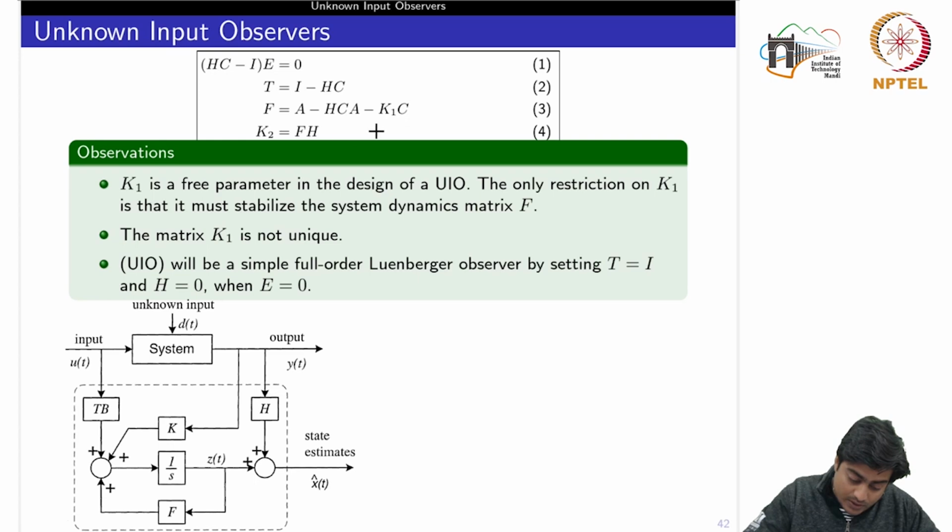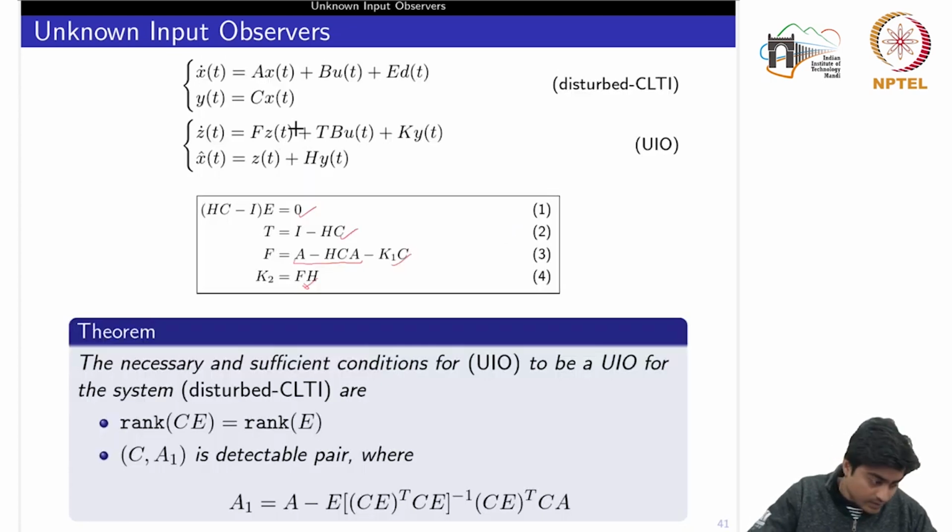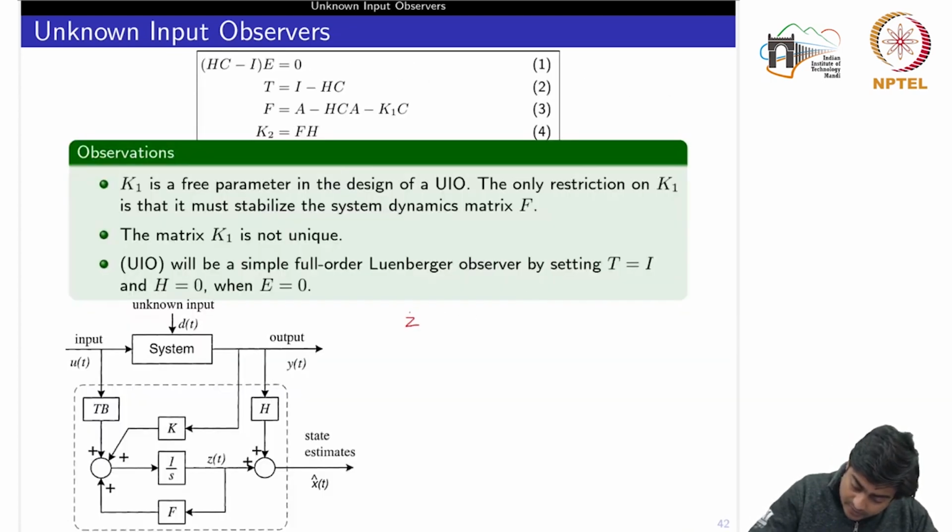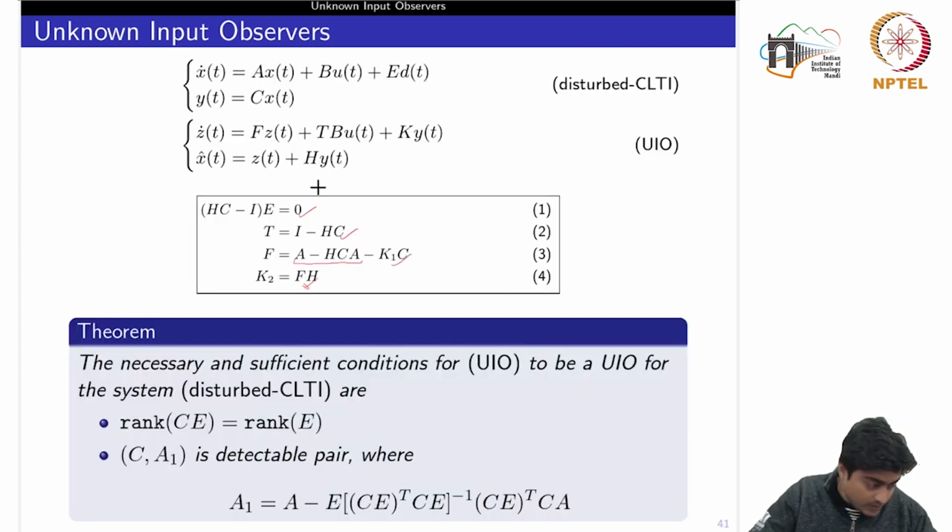Now the interesting part of this UIO is that it actually becomes a full order Luenberger observer if we substitute T is equal to I, H is equal to 0 and E is equal to 0, or under the absence of any disturbances. Okay, so this Luenberger observer we had seen earlier, we can see very quickly. So this is the observer. We have z dot is equal to Fz plus Bu plus Ky and x hat is equal to z plus Hy, right? So this is what we have as observer.